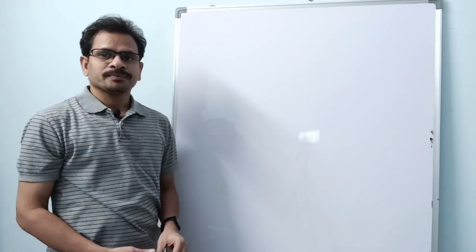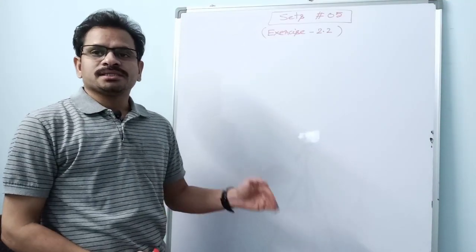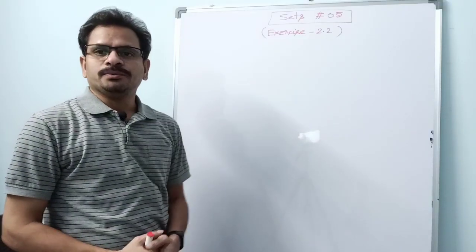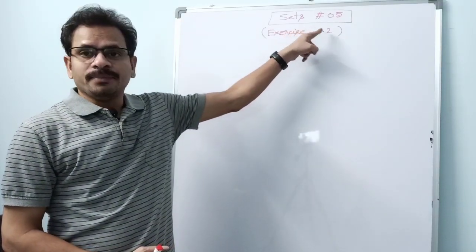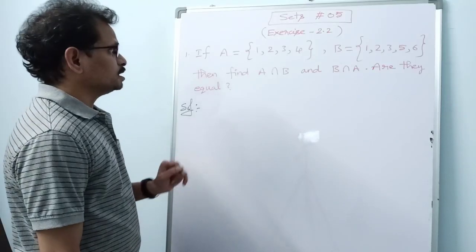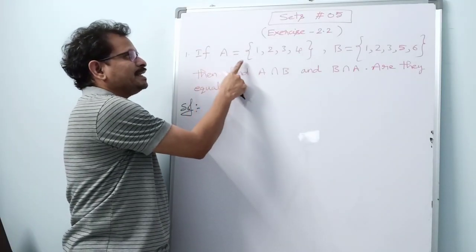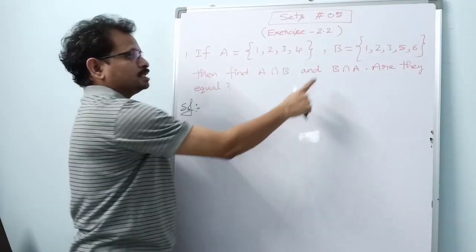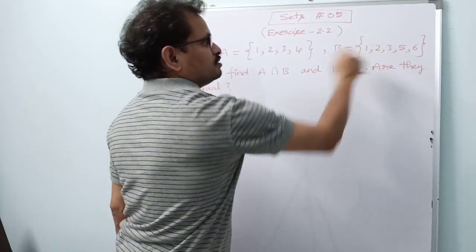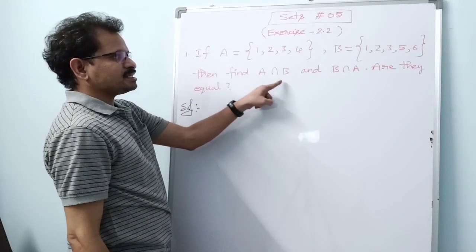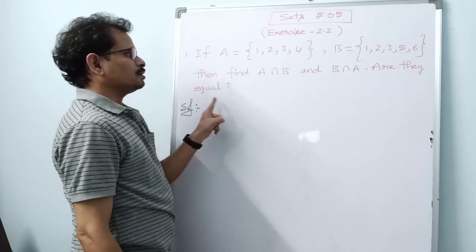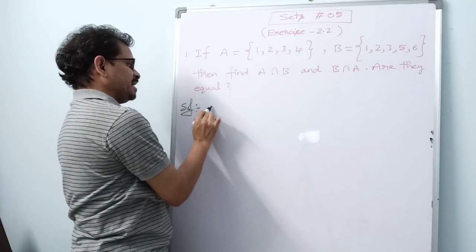This is part 5. Here in this video I'm going to discuss exercise 2.2, and this is sets part 5. First question: if set A equals {1, 2, 3, 4} and set B equals {1, 2, 3, 5, 6}, then find A intersection B and B intersection A. Are they equal? Let us first find A intersection B.